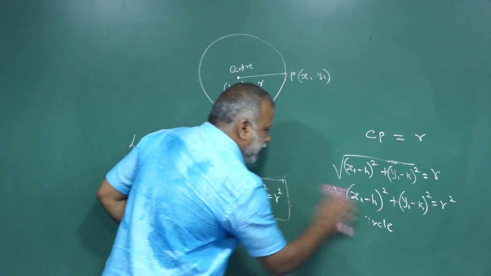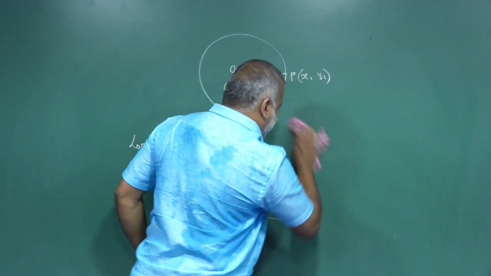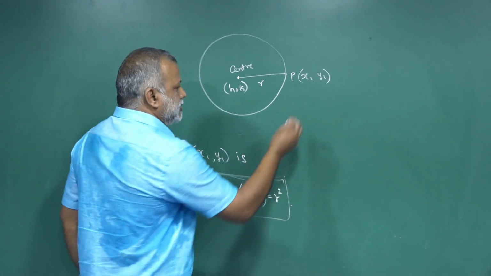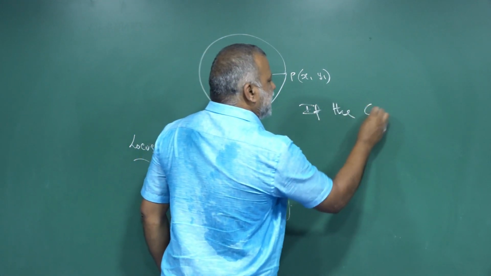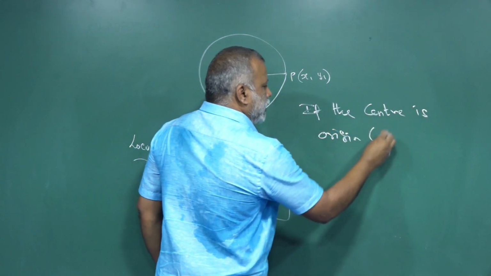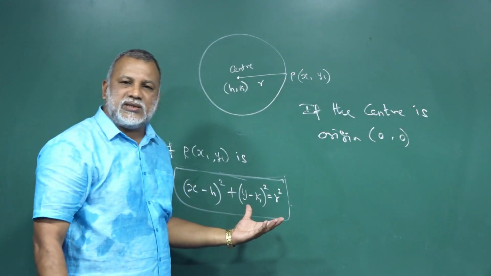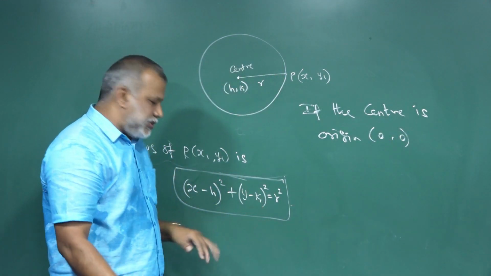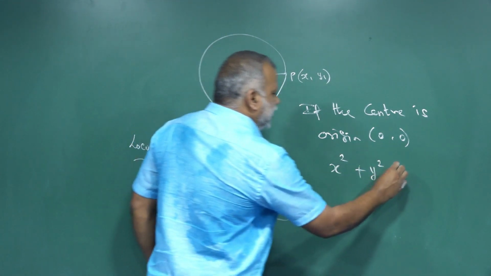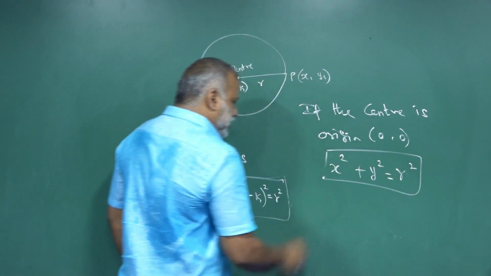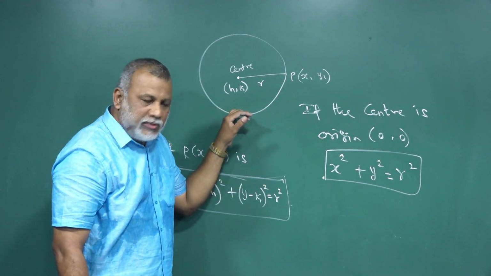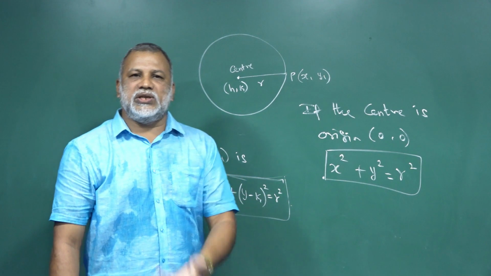Now listen, if the center is the origin, 0, 0, then what are the changes here? Instead of h, k, we are using 0, 0. Then we can get x squared plus y squared equal to R squared. It is also the equation of the circle. So what is the change? Instead of the h, k center, I am using the origin as the center.